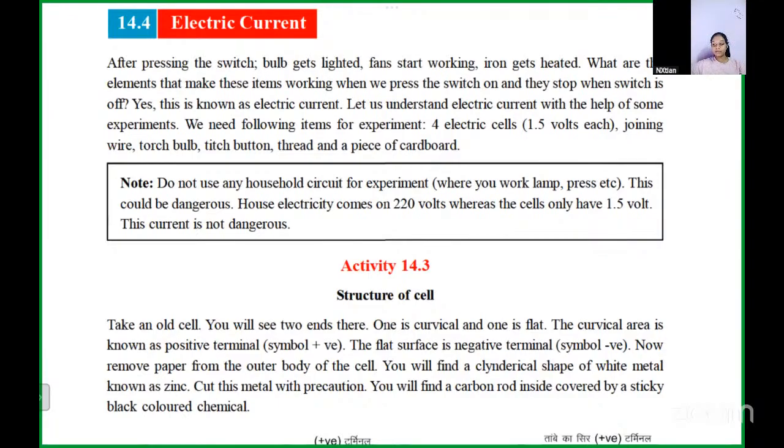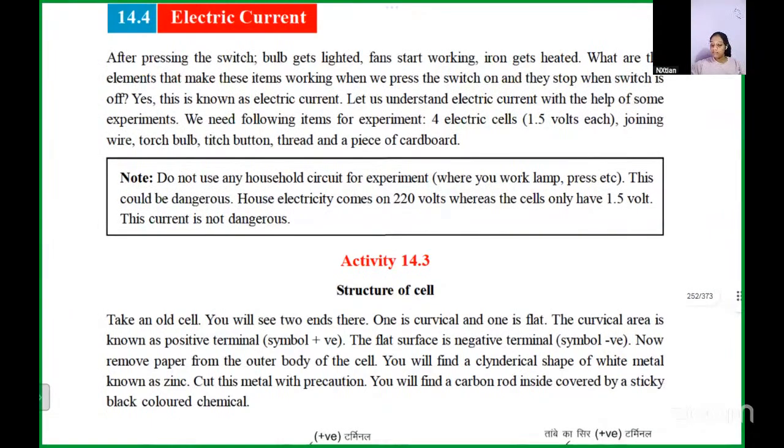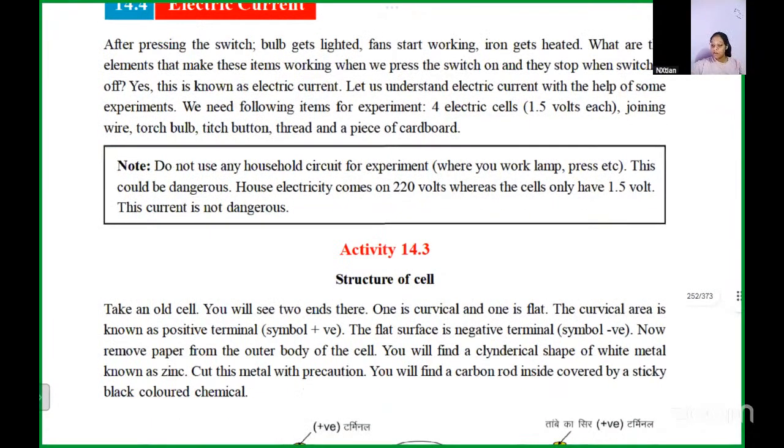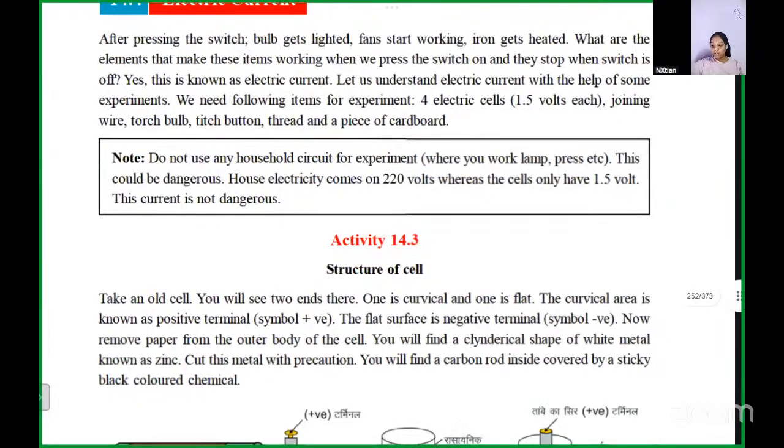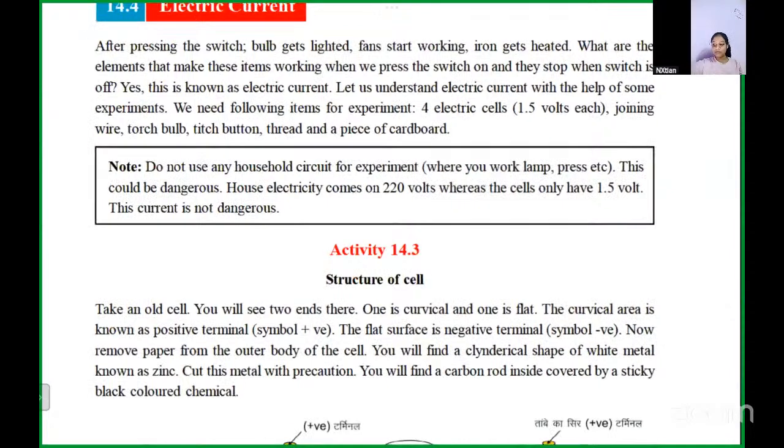Now, this is an experiment. Four electric cells of 1.5 volts each are needed. Then connecting wire is needed. A torch bulb is needed. A switch, thread, and a piece of cardboard are needed.